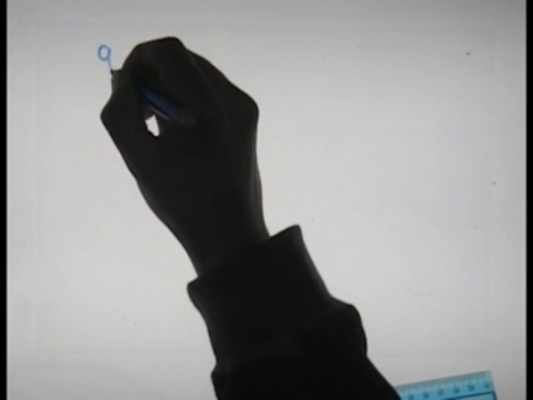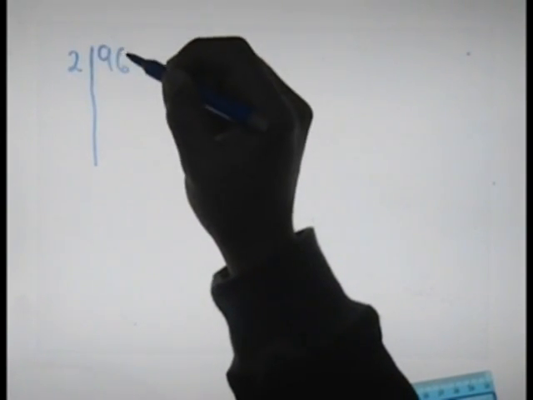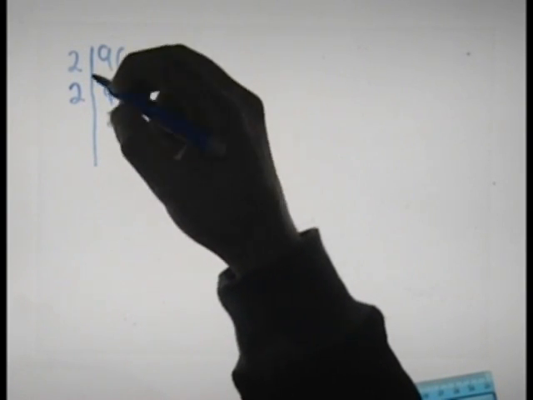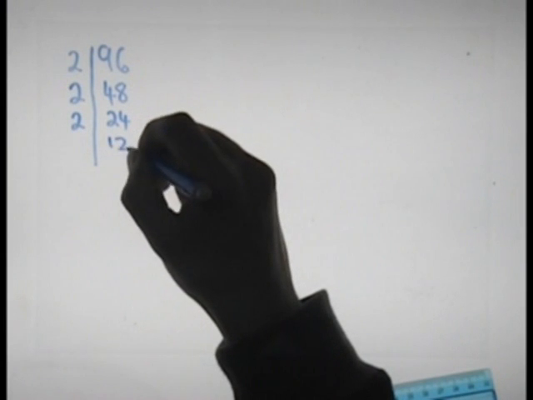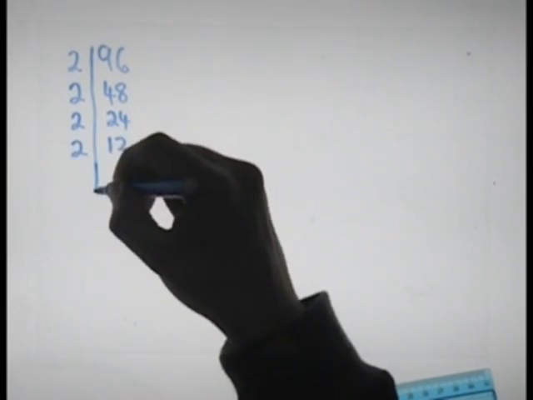Now let us take a look at those numbers. The first one I told you to do was 96. Smallest prime number into 96 is 2. 2 goes into 96 48 times. Smallest into 48 is 2, and that goes 24 times. Smallest into 24 is 2, and that goes 12 times. Smallest prime number into 12 is 2, and that goes 6 times.